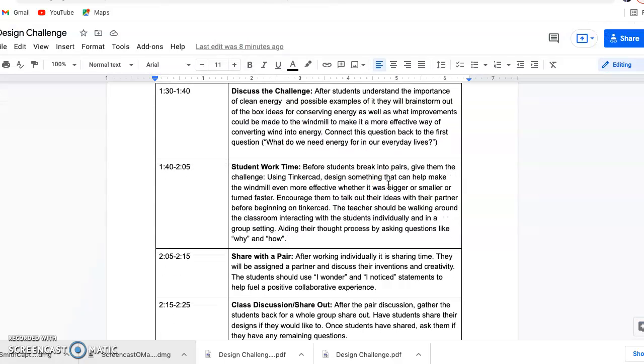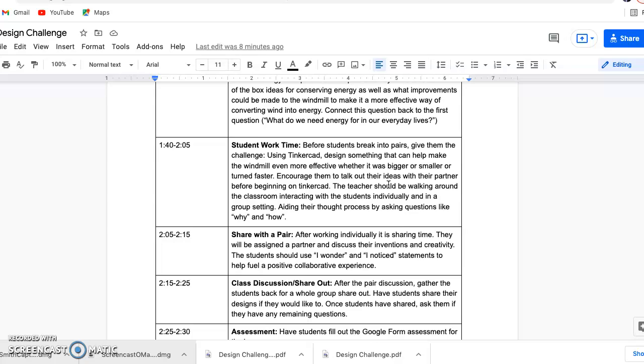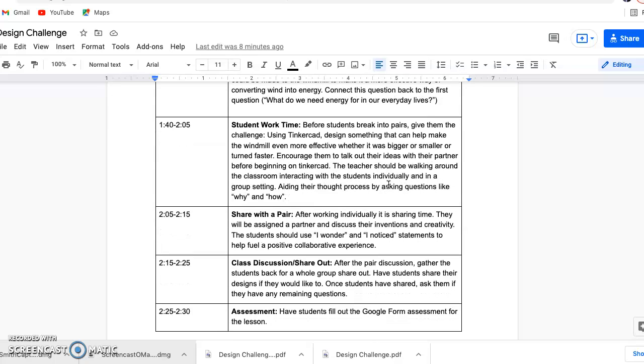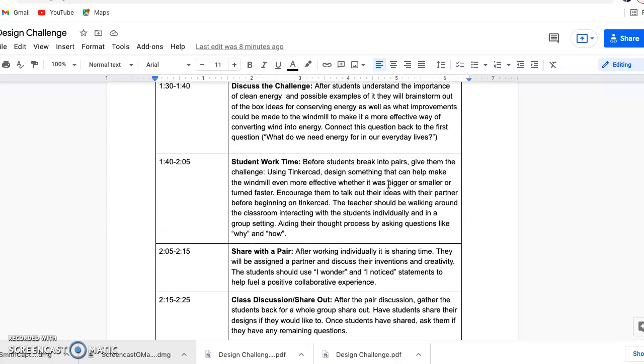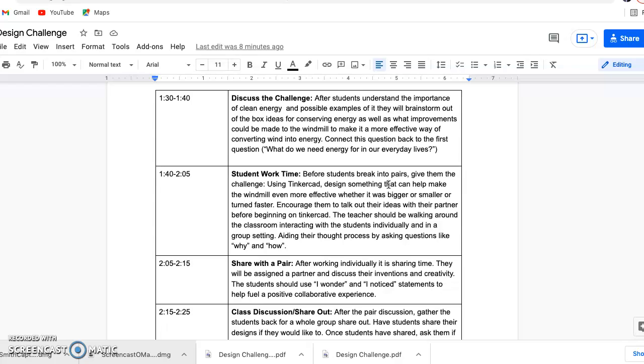We're not looking for things that are exactly correct for this example. We are just trying to get these kiddos to understand the importance of clean energy and examples of that, and getting them to use their brains a little bit to try to think outside the box.